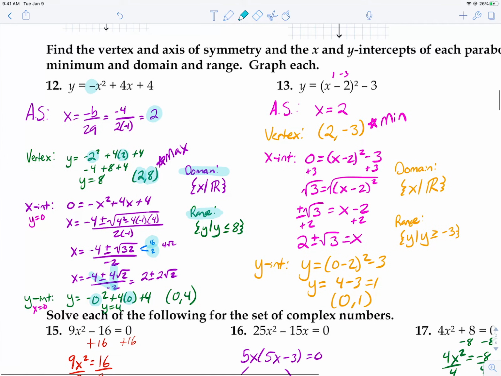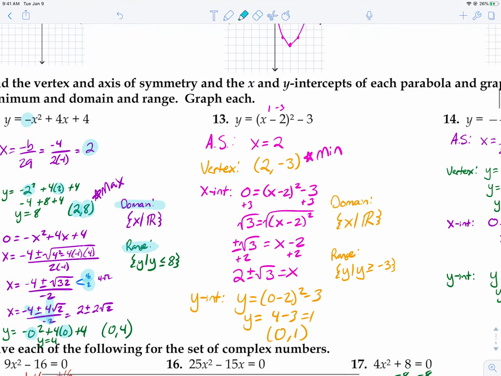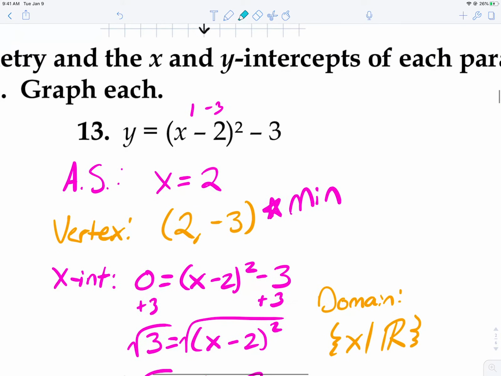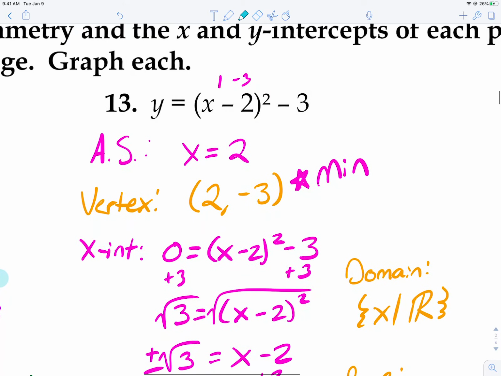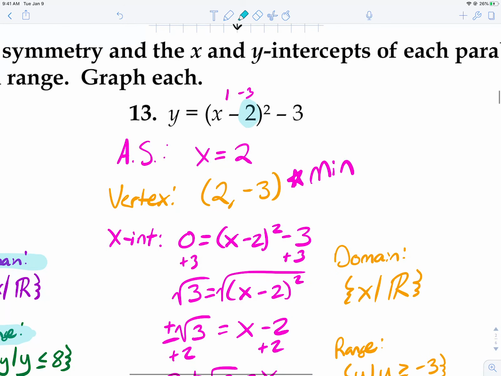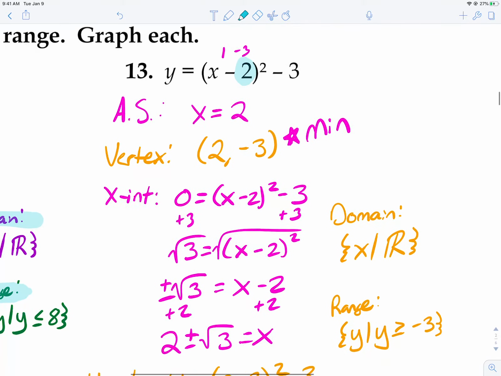For problem number 13, the axis of symmetry is 2. The axis of symmetry, remember, is the x coordinate of the vertex, and this problem is in vertex form. So the vertex is also at 2, negative 3. So if you did your foiling and simplifying, you could do negative b over 2a, but if you recognize it's in vertex form, it's a little less work.